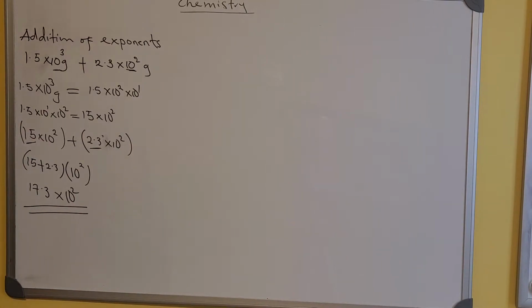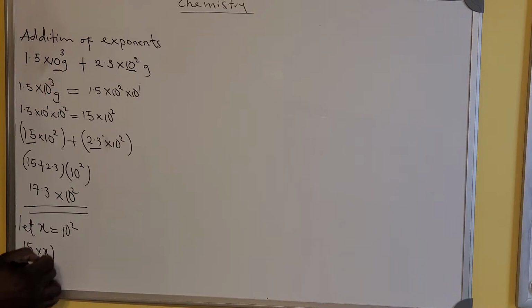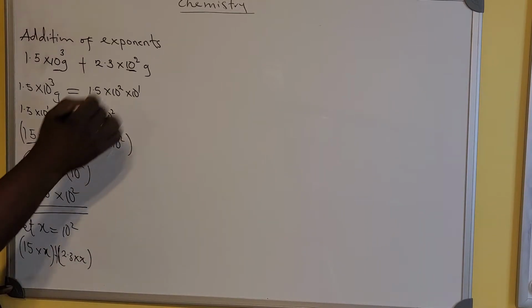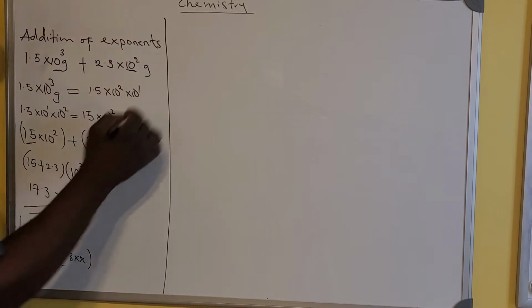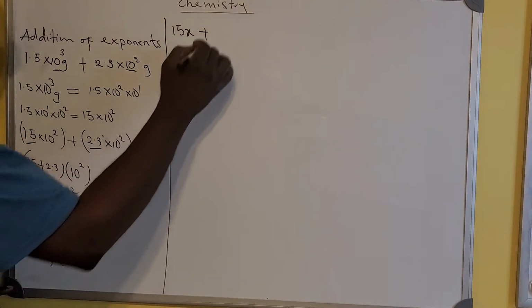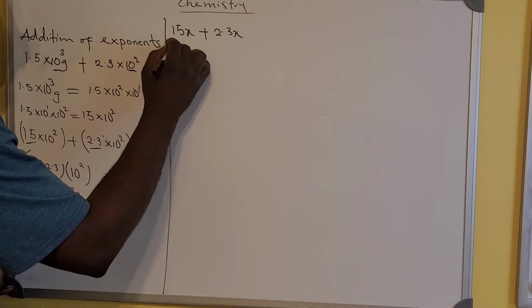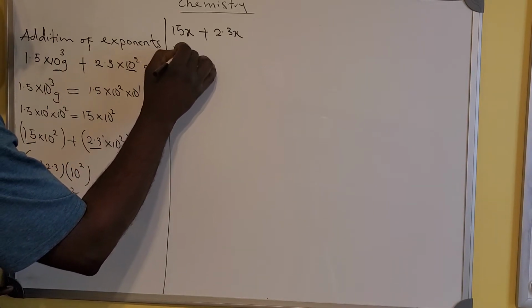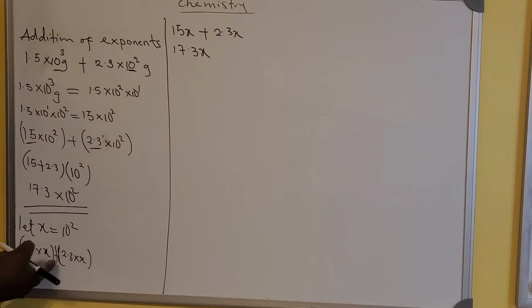Another way you can do that, if you don't want to do it that way, is you can say let x equal 10 raised to the power 2 because it's common, right? So now you can say 15 times x plus 2.3 times x. If you do that, 15 times x is 15x, and plus 2.3 times x is 2.3x. If we add these two together, that gives you 17.3x. But what is x? x is 10 raised to the power 2, right?